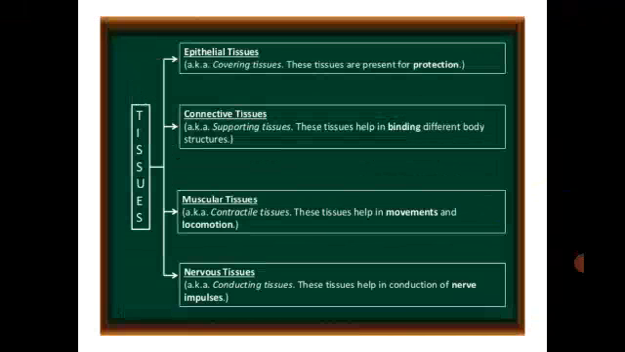Epithelial tissues, also known as covering tissues. These tissues are present for protection. Epithelial tissues form a continuous layer or sheet over body surfaces and most of the inner cavities. There are three types of epithelial tissues: squamous epithelium, which is composed of flat cells. Cuboidal epithelium contains cube-shaped cells, and in columnar epithelium, the cells resemble pillars or columns because they have an oblong shape.